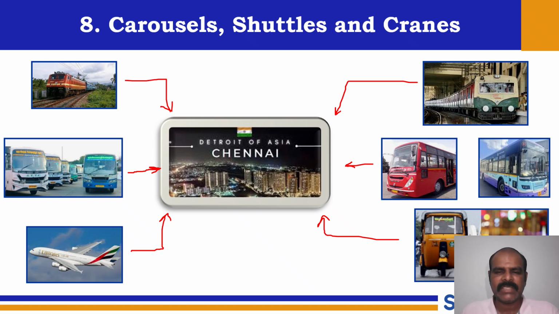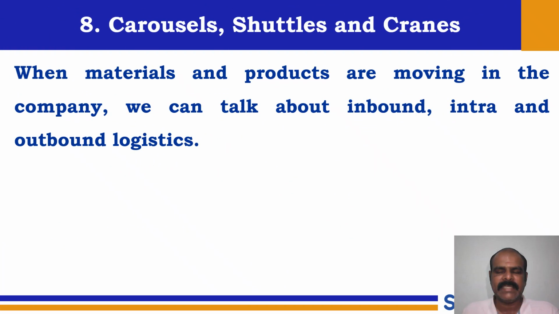Now we'll just fit the same example, the knowledge we have gained out of this transport, to our case. So when materials and products are moving in the company, we can talk about inbound, intra and outbound logistics. So there are three types of logistics we need to understand. Inbound, incoming; intra, within warehouse or within warehouses in the same geographical location; and outbound, that is the products which go to the customer. So likewise there are three things: inbound, intra and then outbound.